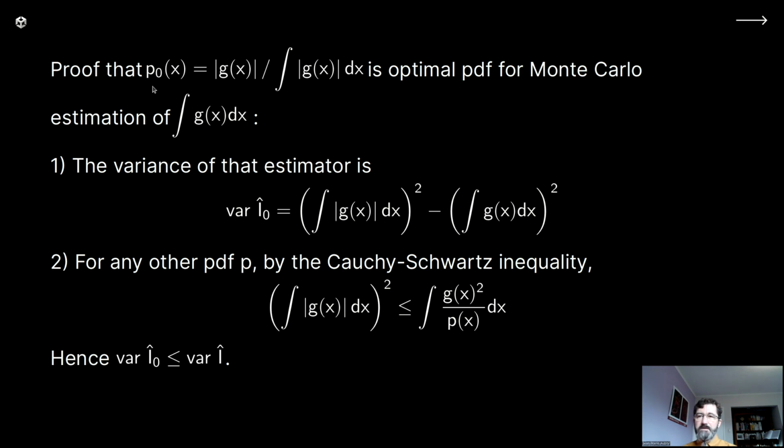And then if we consider any other PDF P, which may be different from P0, then there is a neat trick. I will refer you to the course notes if you can guess, to use the Cauchy-Schwarz inequality and establish this inequality. And this inequality, if you subtract this term on both sides, you obtain that the variance of the estimator using P0 is always smaller or equal to the variance of any other estimator. And this proves the optimality.